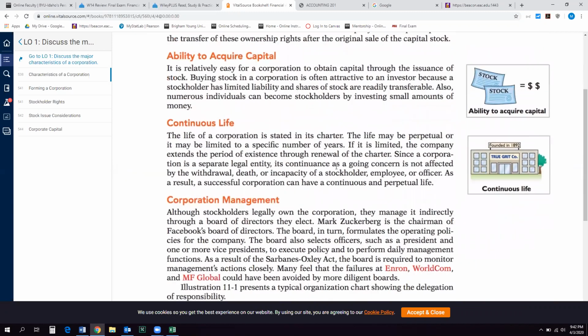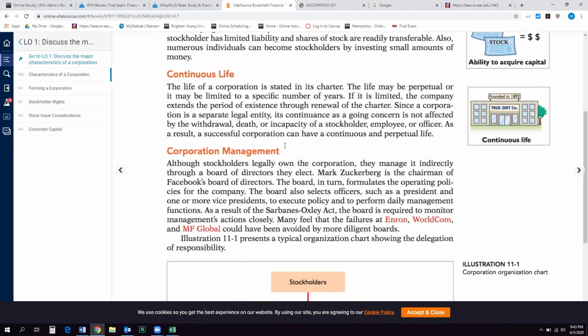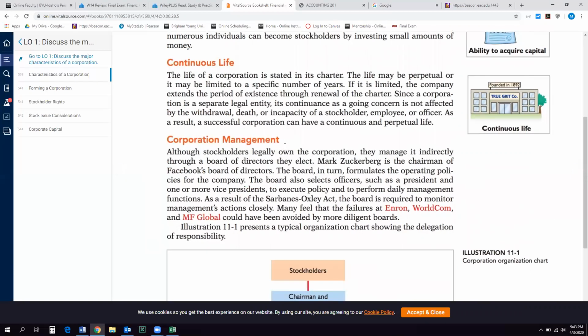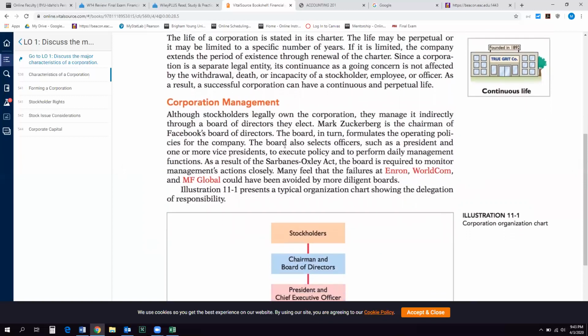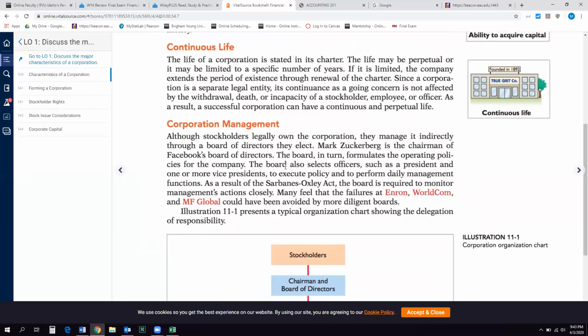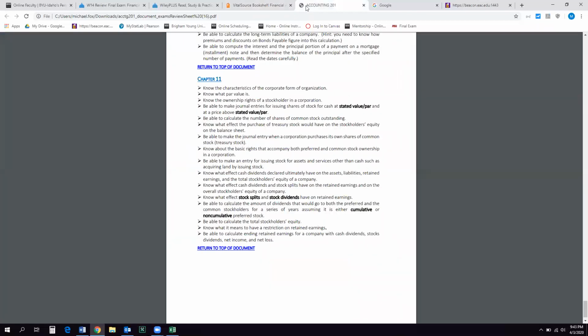And that has continuous life, which means that the corporation, even if one of the owners dies, the corporation will continue to operate. And then it has corporate management, which means even though the stockholders own the company, their management is sort of limited to being able to elect the chairman and board of directors. And then the board of directors and chairman, they manage or run the company. And if the stockholders don't like the way they're running it, then they can't go in there and run it for them. Instead, the best they can do is fire the chairman and board of directors and hire new people. So that's the characteristics of a corporation.